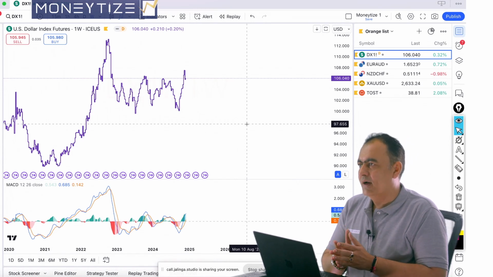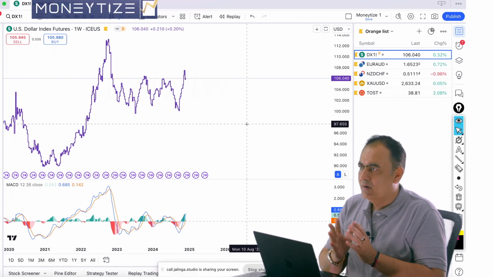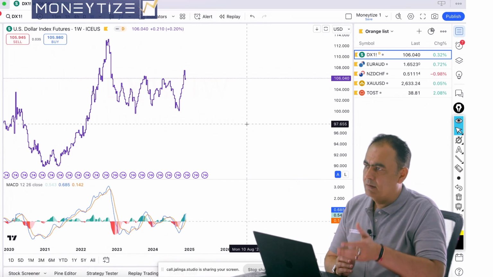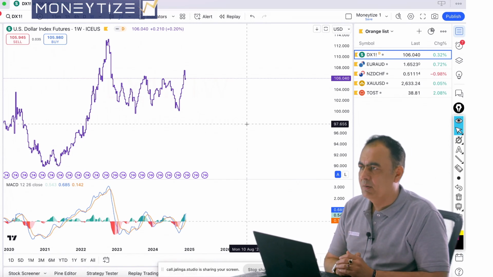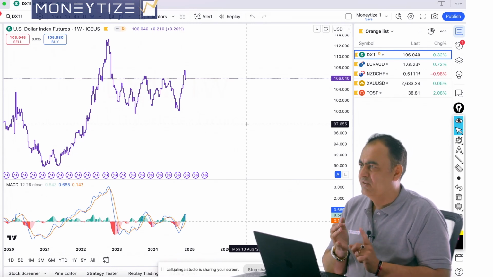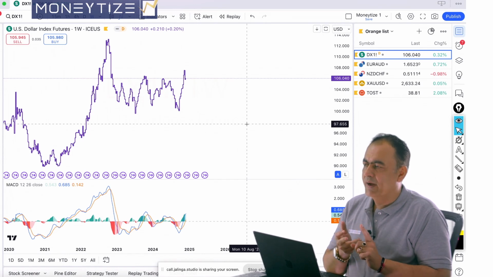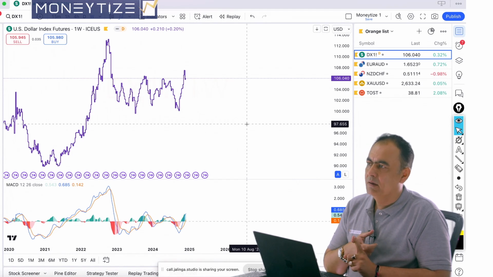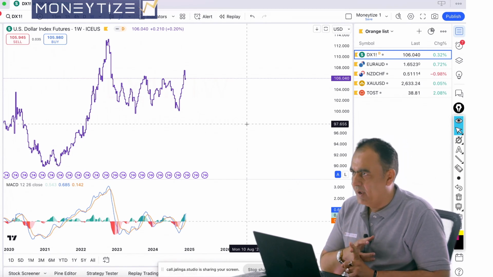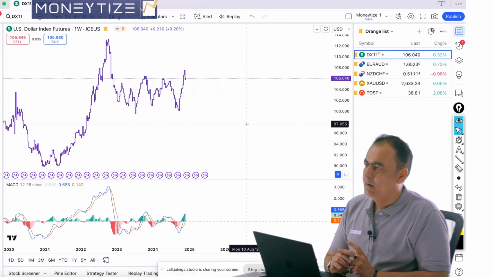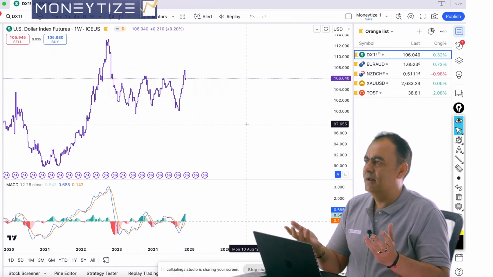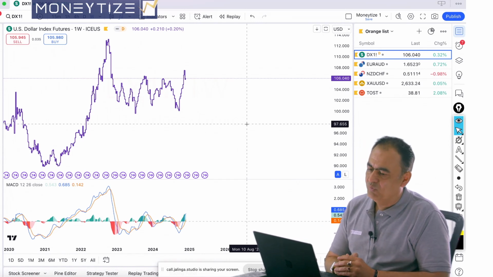Apart from that, we have four different central banks coming up in the next week with their monetary policy. We have the Reserve Bank of Australia, followed by the Bank of Canada. We have the Swiss National Bank and the European Central Bank. So let's deep dive into the charts and find the tradable opportunities for the coming week.